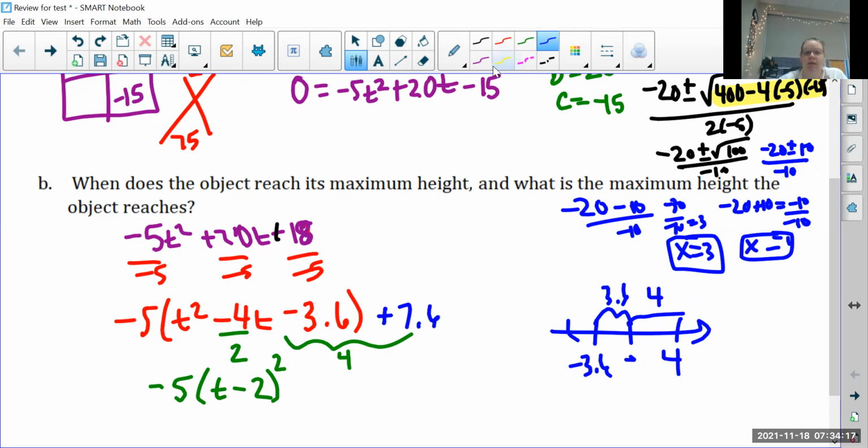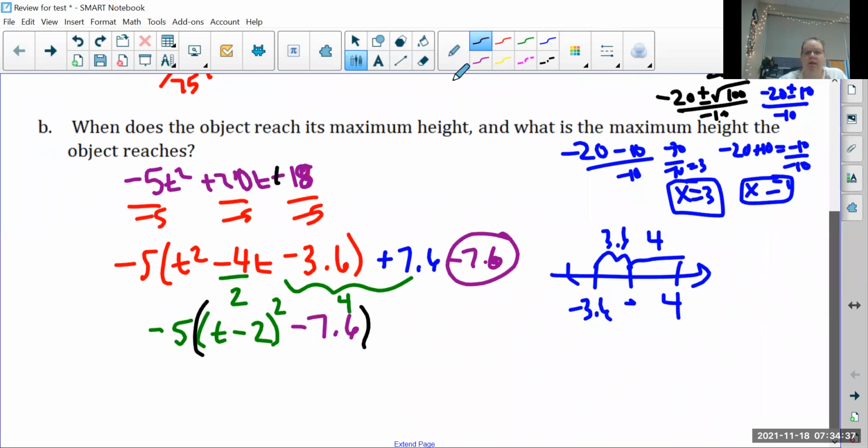And if I add 7.6, I need to balance it off by subtracting 7.6. This is my tag along number, the number that's just going to keep following the equation and end up being my Y coordinate and my vertex. So I'm going to get negative 7.6 here. But this whole part is getting multiplied by negative 5, and we can't leave a double parentheses like that. So we need to distribute that negative 5 to this set of parentheses, so t minus 2 squared, and then also to the negative 7.6. And when I do that, I get 38.